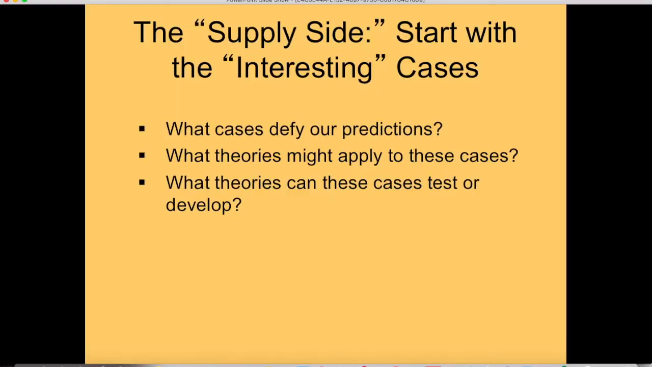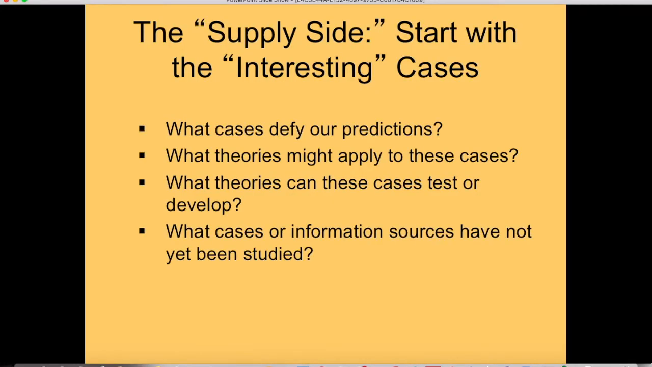So you can start either way, with questions that are interesting and then go to the cases, or cases that are interesting and then go to what are the questions we might ask of them. We can ask what theories might this case test or develop. We can ask also what are some information sources that haven't yet been exploited. There might be some archives that are just newly open. There might be some people who've just left government and they might be more willing to give interviews, or whatever the information sources are. New information sources are an interesting supply for insights about social life.